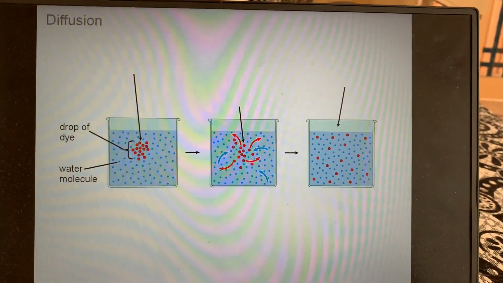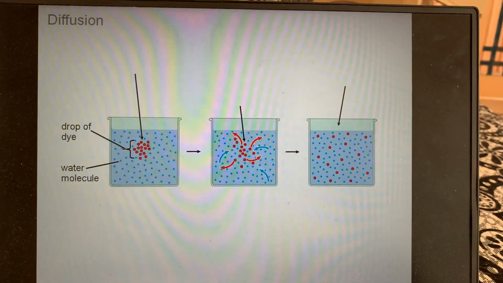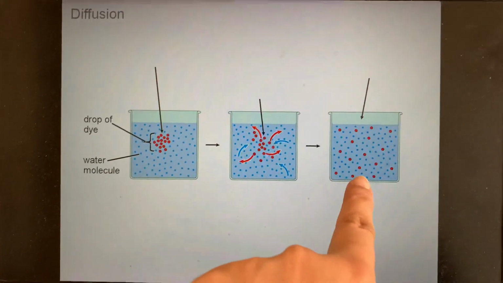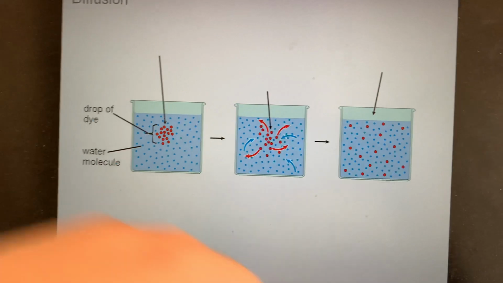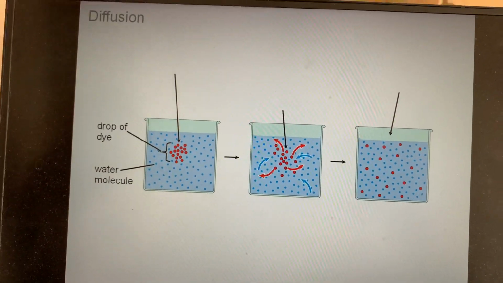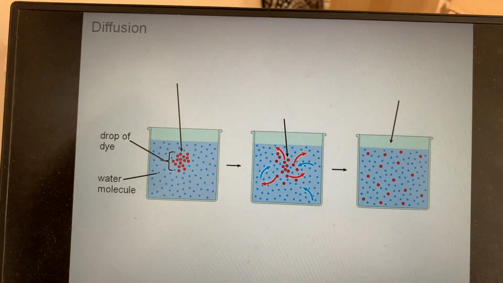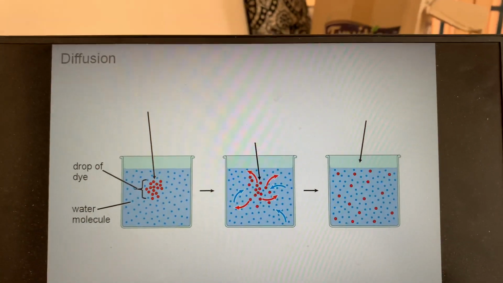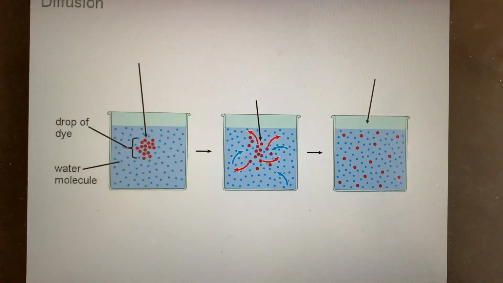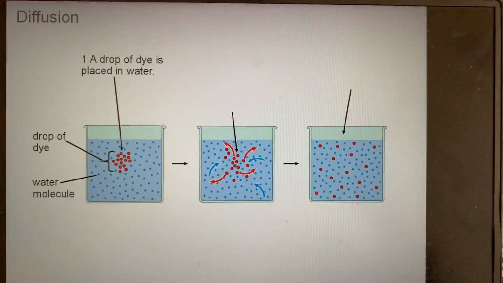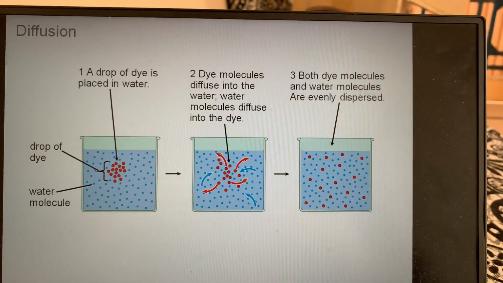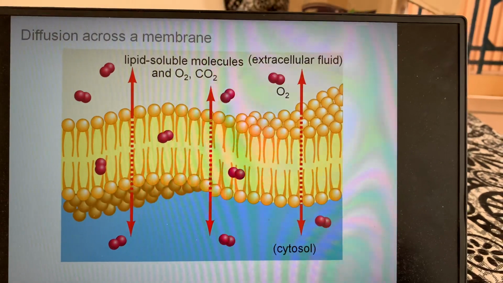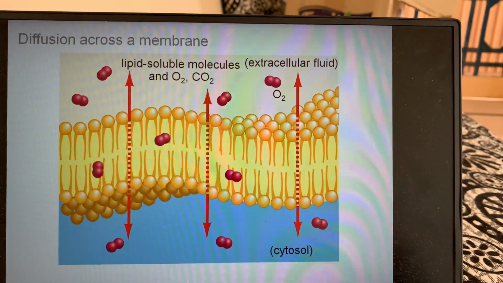Diffusion is a simple process. When you put a drop of dye in water, it spreads itself and the whole mixture ends up the same color. Similarly, when you put a few crystals of sugar in water, after some time through diffusion, it dissolves. This is another example of diffusion. You are familiar with this. So diffusion across a membrane: lipid-soluble molecules and oxygen or carbon dioxide.